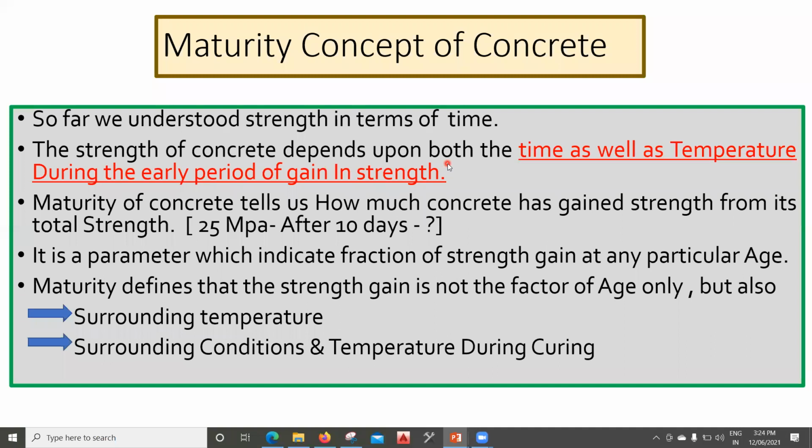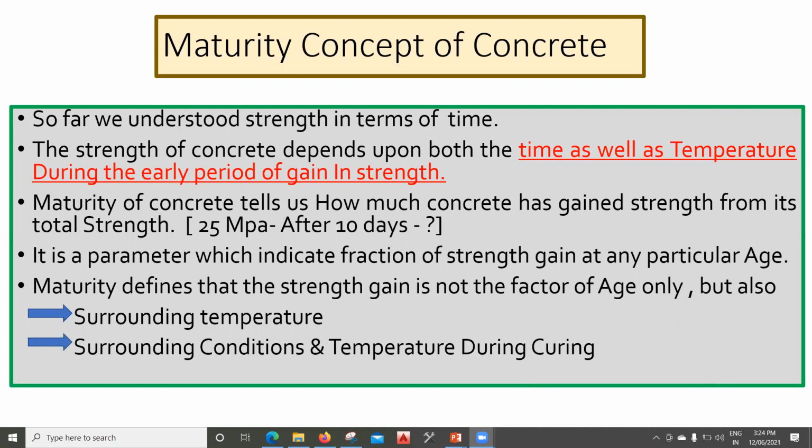Now coming to the important thing, that is about the maturity concept of the concrete. So first we'll try to understand. So far, whenever I told you that the concrete is going to gain the strength in the first 7 days of 0.67, that is 67% of the strength is gained in the first 7 days. Then in the 14 days it's going to gain around 0.85, that is 85% of the strength. So there we were concerned only with the time, right? We did not take any other factors.